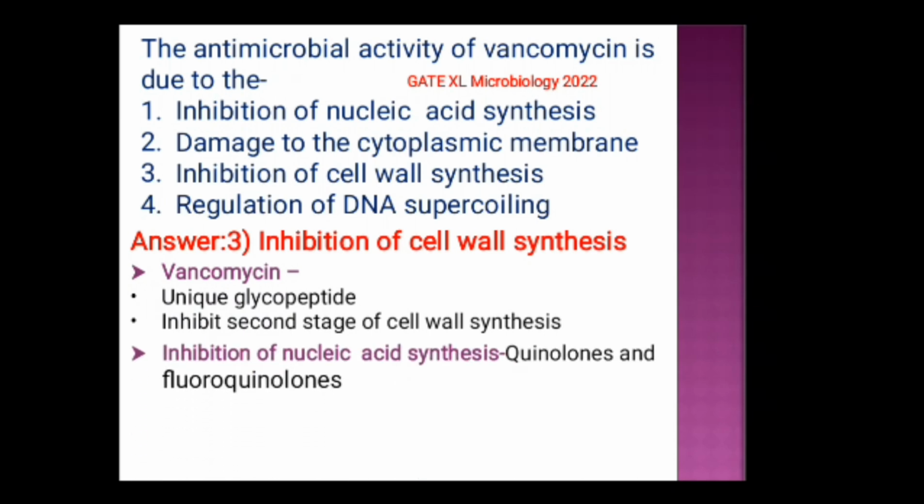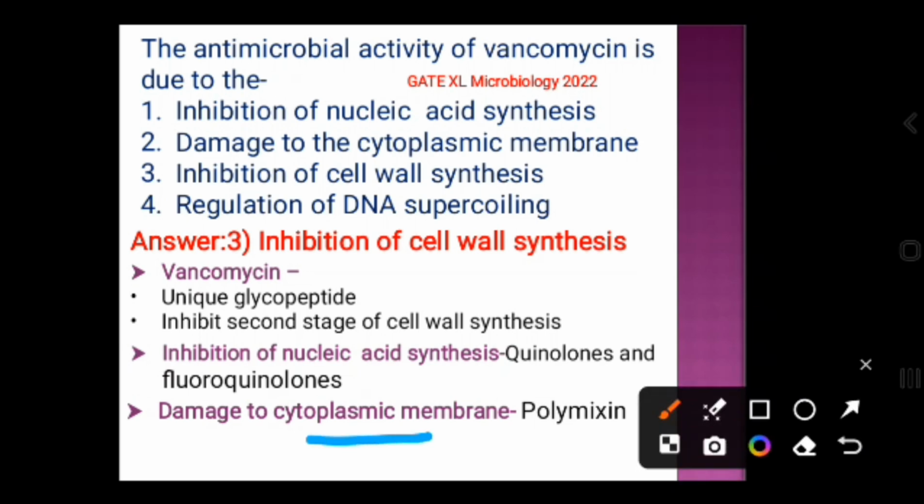And the fluoroquinolones inhibit the nucleic acid synthesis in prokaryotes. Polymyxin damages the cytoplasmic membrane.